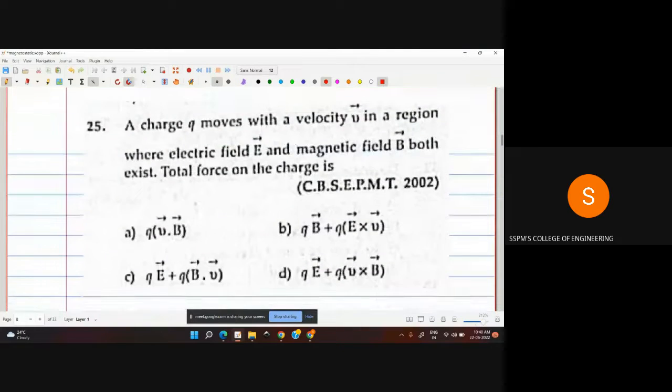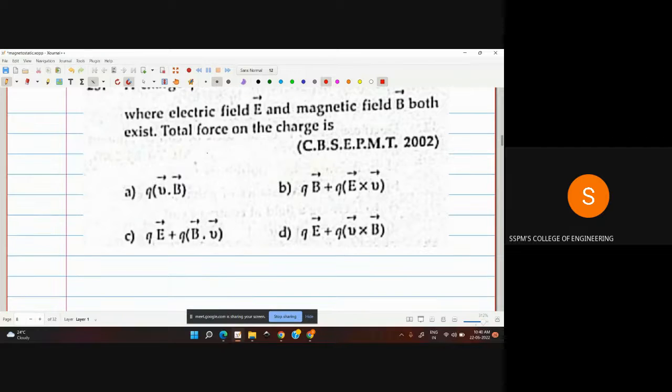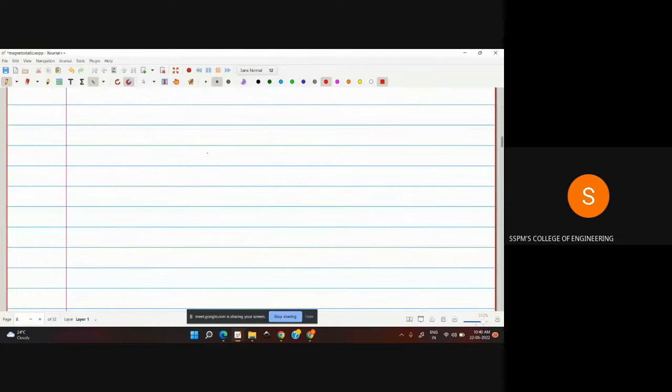Next example, a charge q moves with a velocity v bar in a region where the electric field and magnetic field both exist. What is the total force on the charge? आता आपण पहिल्या लेक्चर मध्ये स्टडी केला होता. What is the property of electric field?